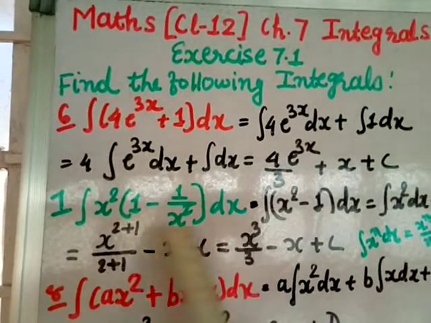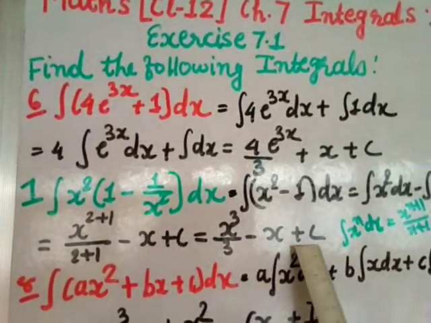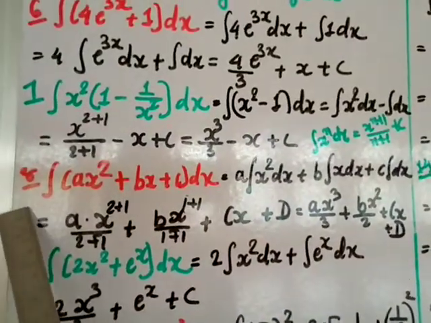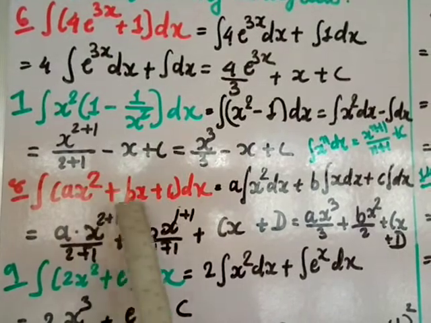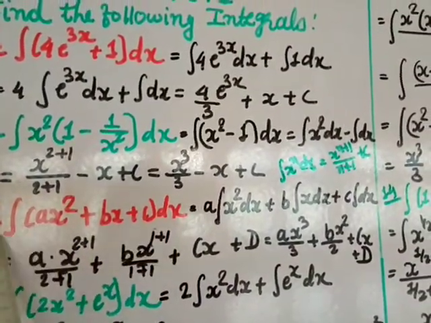So here x^(2+1) remains, 2 plus 1 is 3. So x³/3 minus x plus the constant of integration c. Question number 8: integral ax² + bx + c dx. Okay, I'll integrate each term and take the constants out.